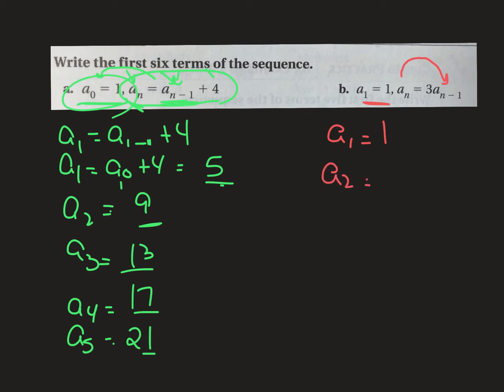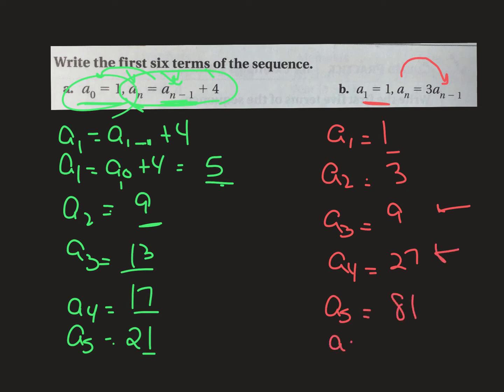So the second term is going to be 3 times the one right before it, which is 1. 3 times 1 is 3. The third term will be 3 times the previous term. 3 times the second term will be 9. The fourth term would be 3 times the previous term, or 3 times 9, which is 27. The fifth term will be 3 times the previous term, which was 27. 3 times 27 is 81. And lastly, the sixth term will be 3 times the previous term, which is 243, 3 times 81.